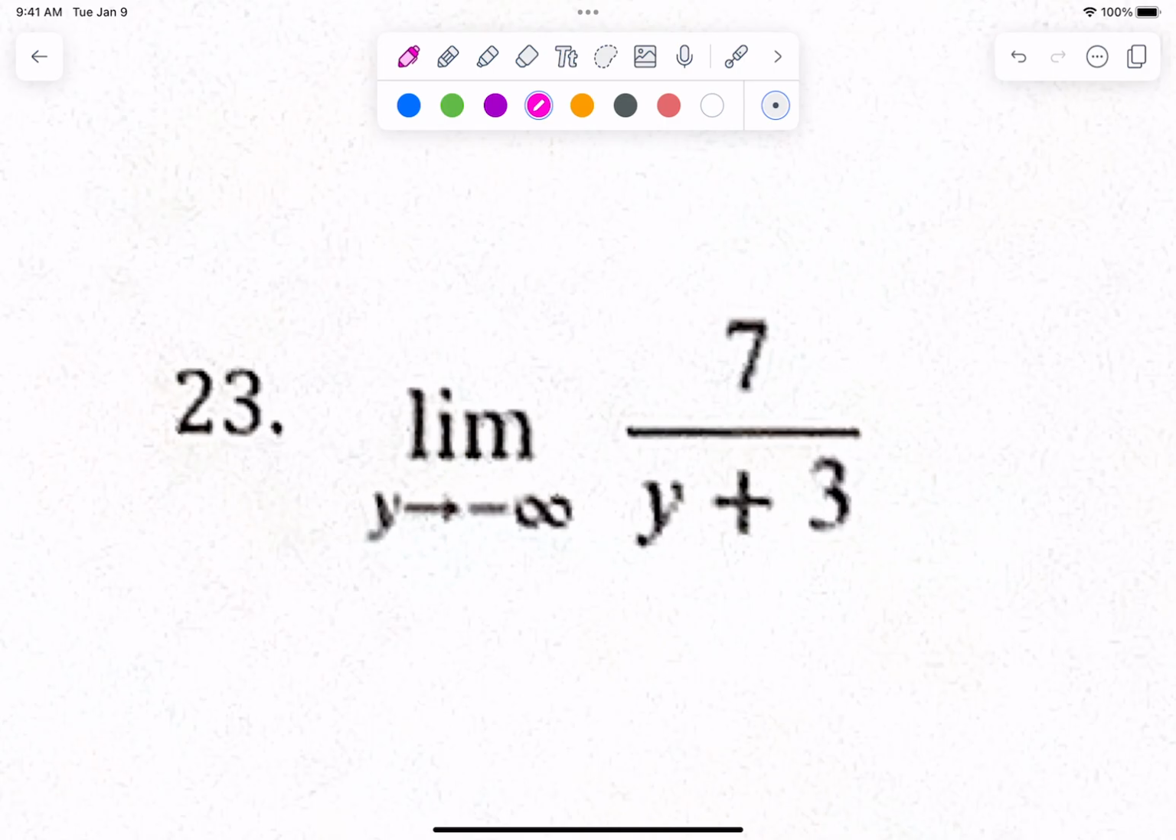Well, is it just like one of those? M is bigger than n. What's n? N is 0. M is 1. So what's the limit?